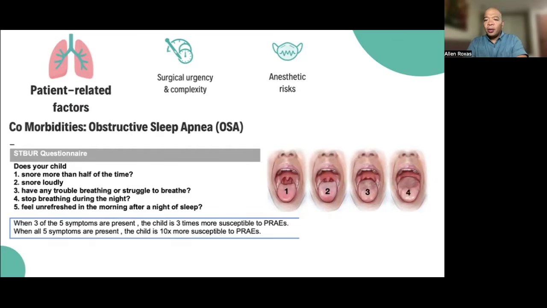In history, we can use the STBUR, or "Stubber," questionnaire to identify patients at risk of having obstructive sleep apnea. The questions include: does the child snore more often? Does the child snore loudly? Or does the child have any trouble breathing? Has the child stopped breathing at night, or witnessed apnea? Or has your child felt unrefreshed after a night of sleep? When three of the five symptoms are present, the child is three times more susceptible to PRAEs.